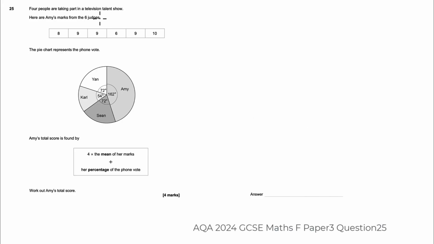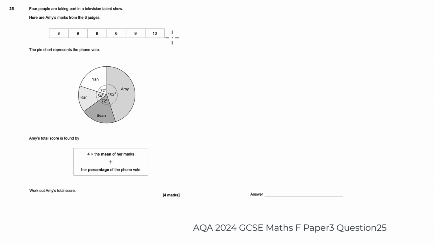So here we have question 25. And we're talking about 4 people who take part in a TV talent show. And in particular, we're focusing on Amy. And we're trying to work out her total score. Now, there's a formula down here for working out her total score. And we're told it's 4 times the mean of her marks. That's this table up here.